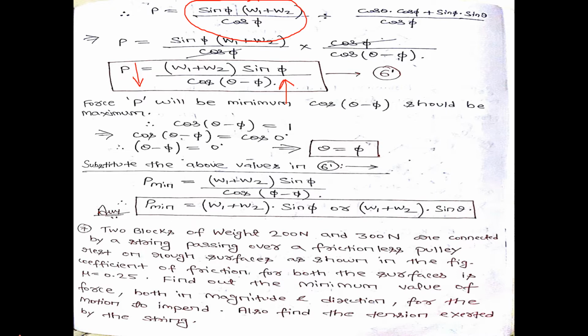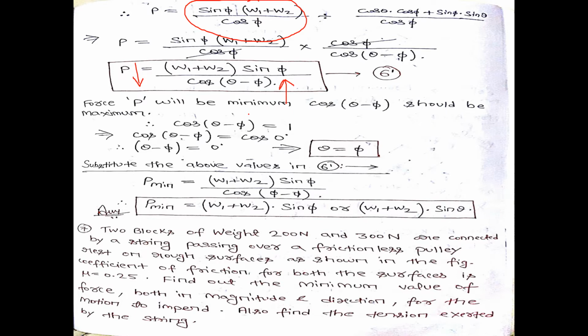That means the denominator term consists of a cos term, and I know that the maximum value of cos is 1. That means this entire term, cos of theta minus phi, is maximum when it is equal to 1. I can write cos of theta minus phi is equal to 1, which is nothing but cos 0. Cos gets canceled from both sides, so theta minus phi is equal to 0, or theta is equal to phi.